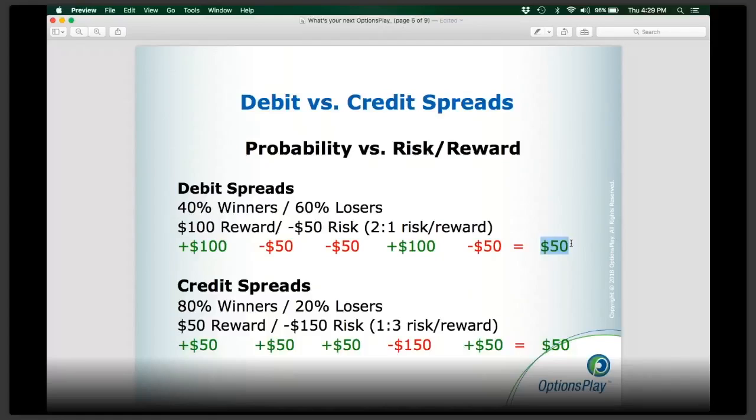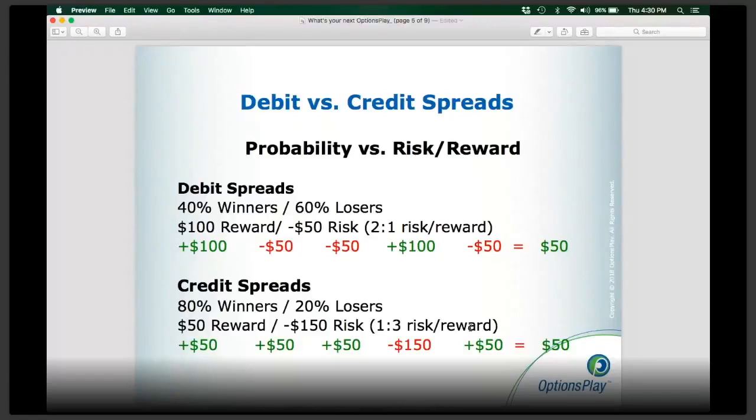Okay. Conversely, let's take a look at what it feels like to trade credit spreads. These are types of trades where you have a high probability of winners. So we talked about where you might have 60, 70, 80% winners. So most of your trades are winners, but you're risking substantially more on the trades that you're losing. So here you have a risk reward of 1 to 3, which is not very good. And this is personally why I don't love trading credit spreads, because I don't want to risk more money than I'm going to make on a specific trade.